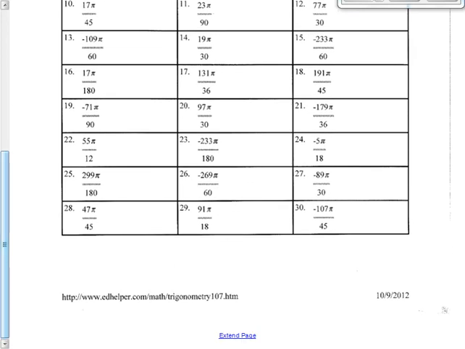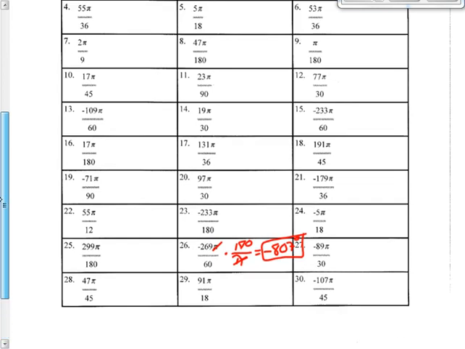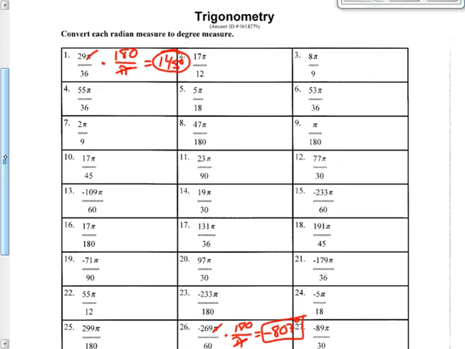Same thing happens down here. Let's say we have, let's go number 26. I want to get rid of the pi, so the pi's are going to cancel. So I go negative 269 times 180 and take that and divide it by 60. That gives me negative 807 degrees. Please put the degree symbol on it to make sure that you have it right. If you're looking at one that you could probably check on the unit circle, I don't think there's any on here that you can check on that. But just make sure that you're multiplying by 180 over pi when you're going from radians to degrees.